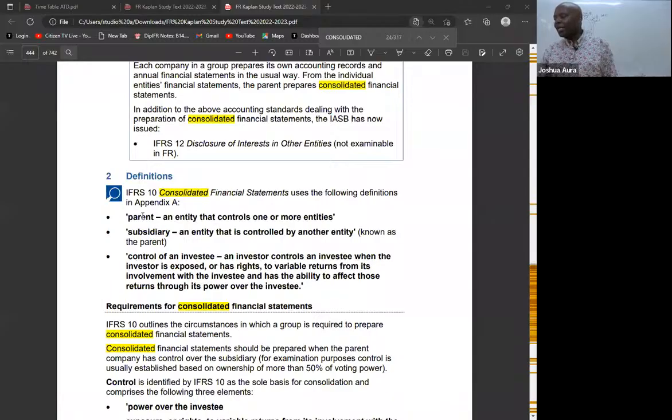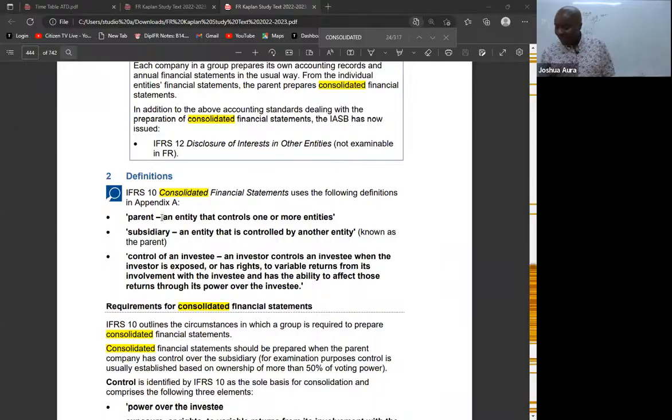A parent is an entity that controls one or more entities. So if you're controlling an entity or many entities, then you will be a parent. Number 2, subsidiary. An entity that is controlled by another entity is known as a subsidiary.